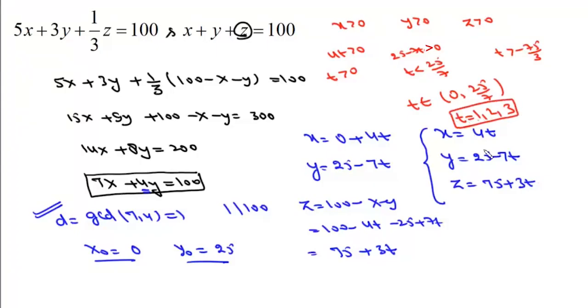Now if we want, we can write these solutions also. If we take t as 1, then the value of x is 4, the value of y is 25 minus 7, and 25 minus 7 is 18, and z is 75 plus 3, which is 78. In the same way, we can find solutions when t is equal to 2 and t equals 3.